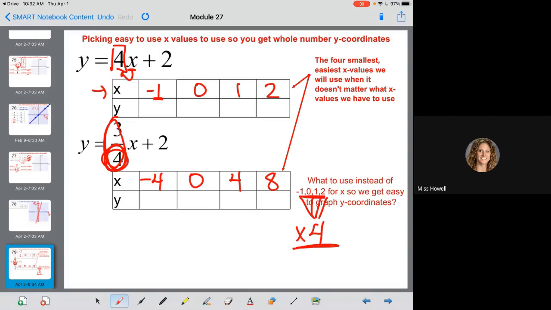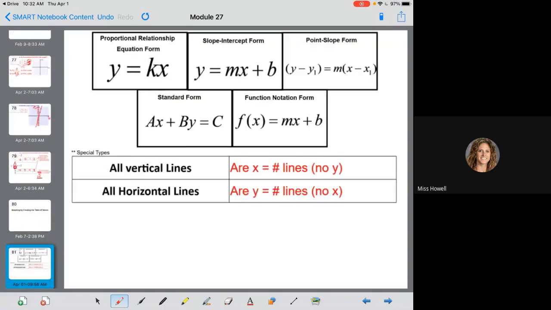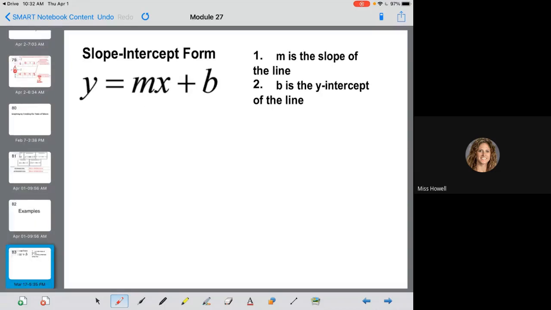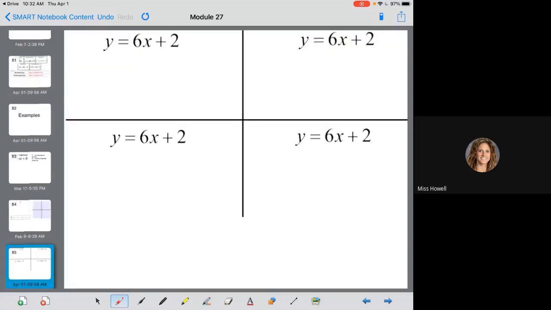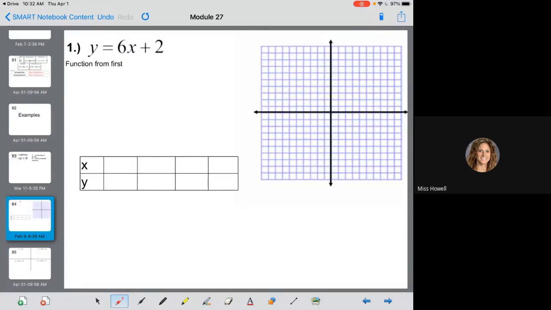All right, so let's look at some examples. Number 1, we're going to start with an example that's in slope-intercept form, which is y equals 6x plus 2. Now, since this is already technically in function form, right? Y is by itself, everything else on the other side. We can go straight to picking out values in our table of values. If not, we'd have work to do where we would solve for y.